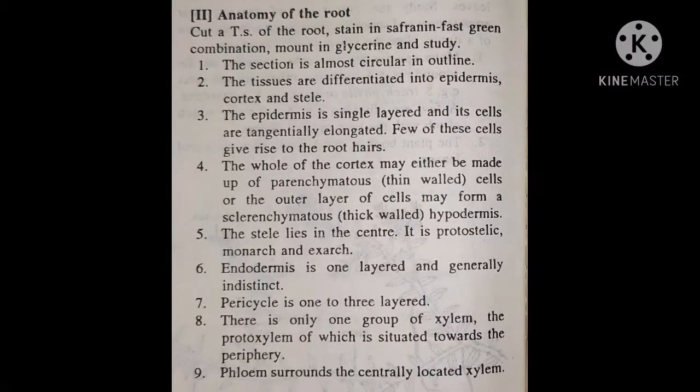The endodermis is a single layer thick. Below the endodermis, there is a pericycle. The xylem is monarch and shows the exarch nature. The protoxylems are facing towards the periphery. This is the anatomy of the root. The epidermis towards the outside also gives out root hairs.